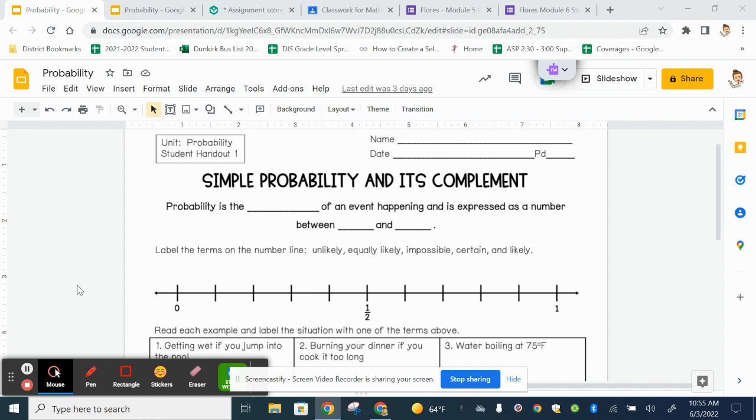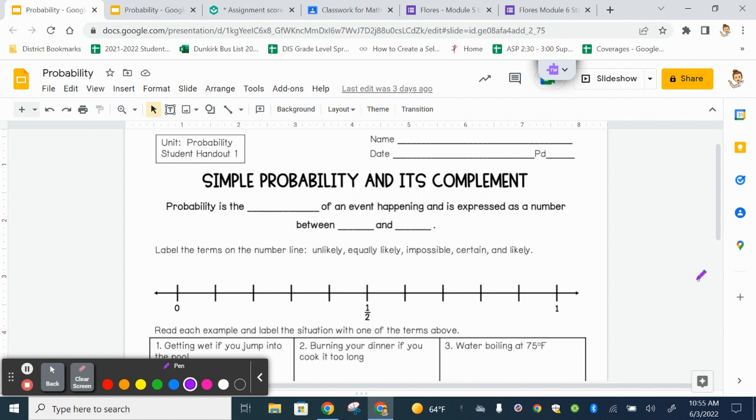You will probably hear the Tower Garden watering happening in the background. So sorry about that. Let me get my pen color here. Let's go purple today. We are going to make sure that we get as far as we can in the time that we have. So you want to work efficiently, but also accurately.